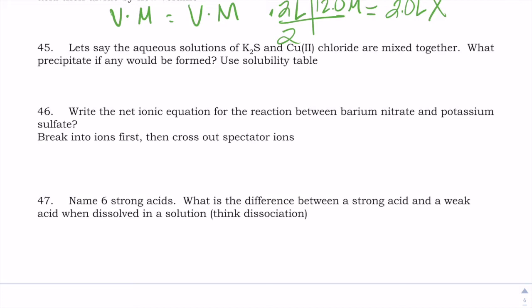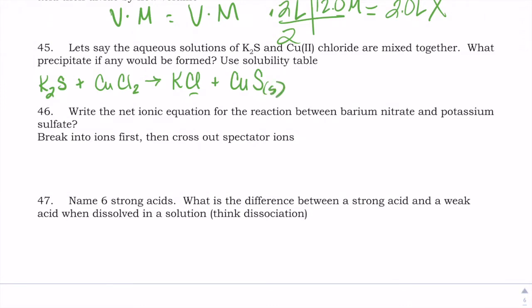45. An aqueous solution are mixed together. What precipitate would be formed? All right. Potassium sulfide plus copper 2 chloride. Boy, that's been a long time ago that we did that. Potassium will bond with the chlorine. Copper 2 will bond with the sulfur. Okay. Chlorides are always soluble. If we look at our solubility table, which I don't have one, but sulfides are generally insoluble. So this will be our precipitate.